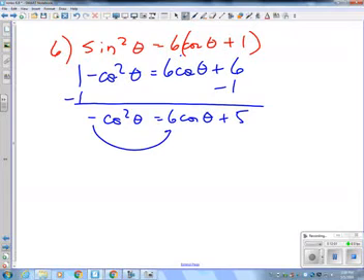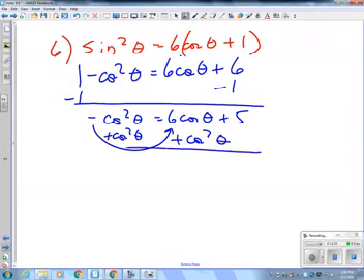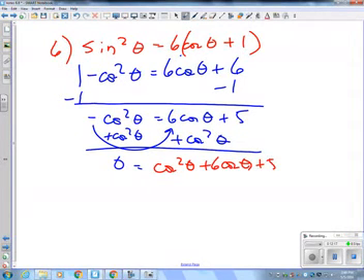And let's add our cosine squared to the other side. And we get cosine squared of theta plus 6 cosine of theta plus 5.